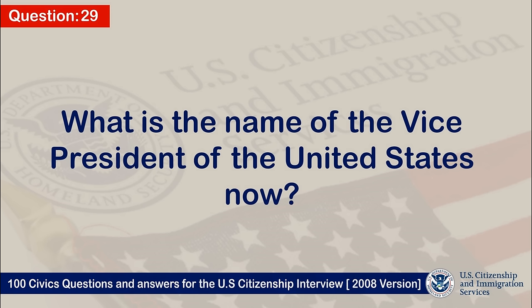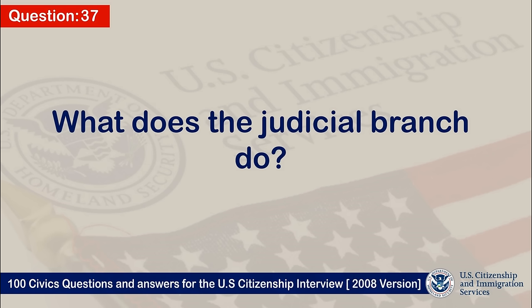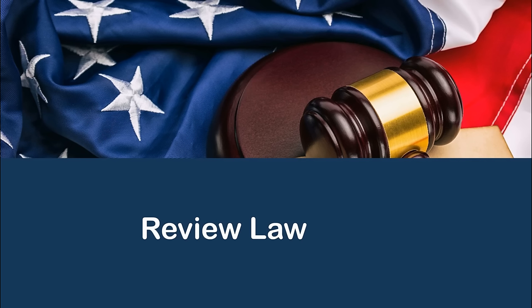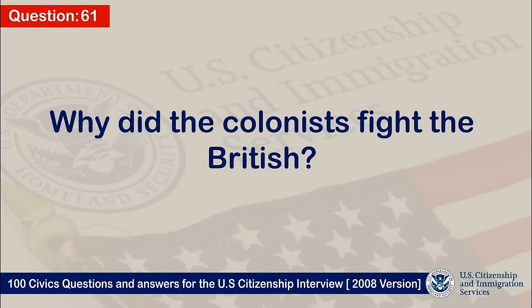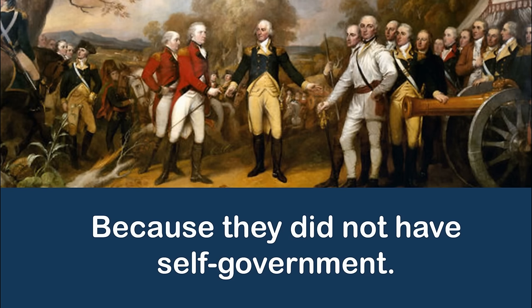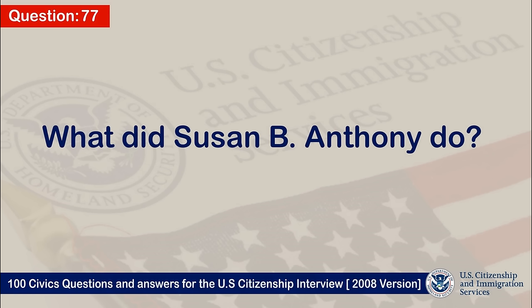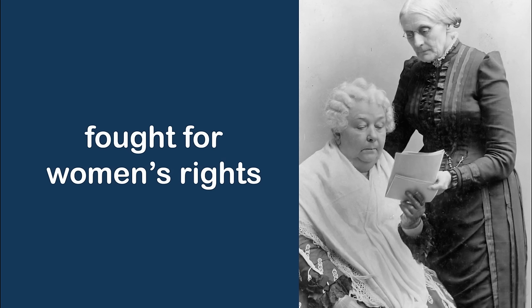What is the name of the Vice President of the United States now? Kamala Harris. What does the judicial branch do? Reviews laws. Why did the colonists fight the British? Because they did not have self-government. What did Susan B. Anthony do? Fought for women's rights.